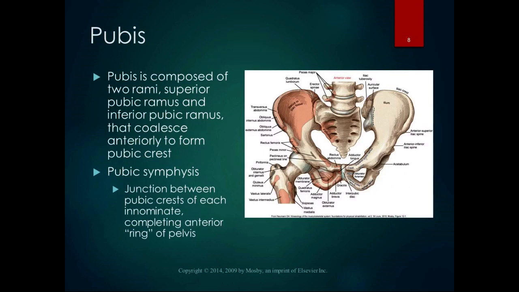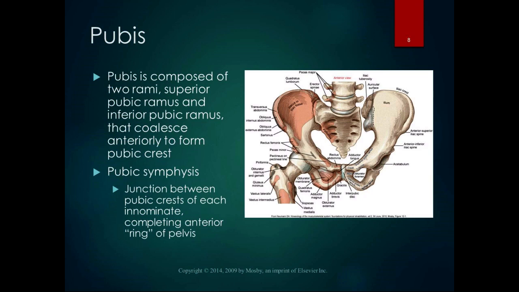The pubis is composed of those two rami, superior pubic ramus and inferior pubic ramus, and they coalesce anteriorly to form the pubic crest. I like that word, it's kind of nice. So the superior and inferior rami of the pubis form that little point in the most anterior part of the pelvis that's called the pubic crest. The pubic symphysis is the junction between the pubic crests of each side, of each innominate, and it completes the anterior ring of the pelvis.